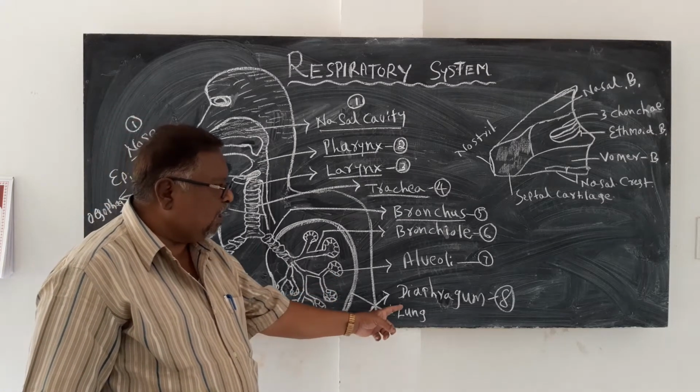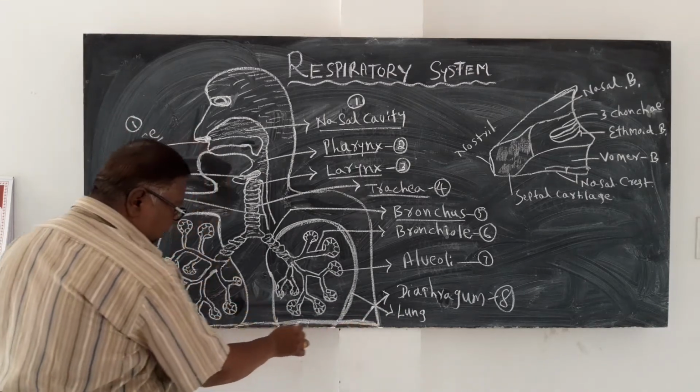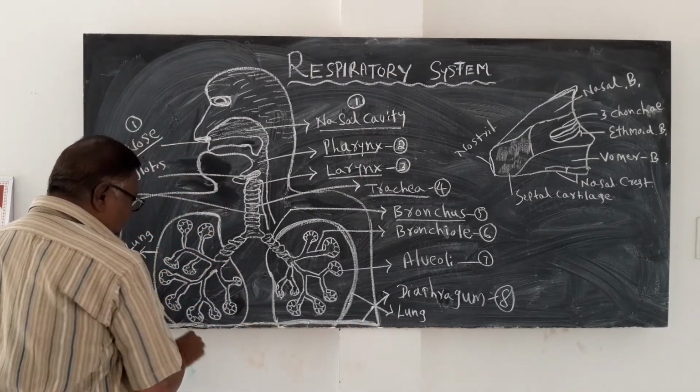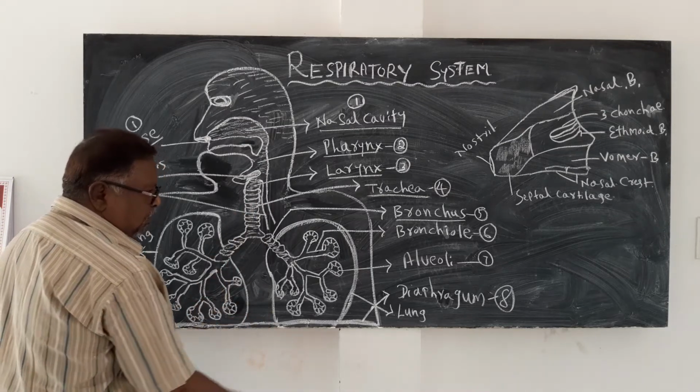And the last one is the diaphragm, that is the partition wall which separates the thoracic region from the abdomen region.